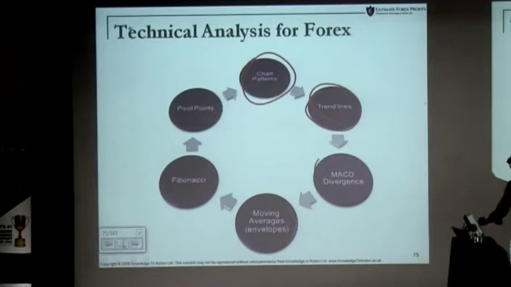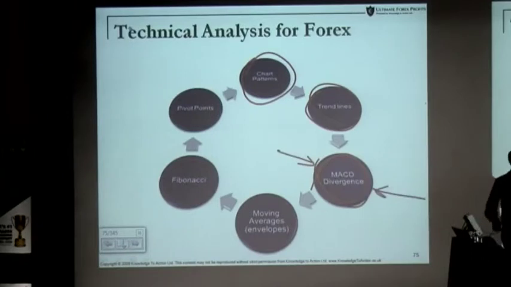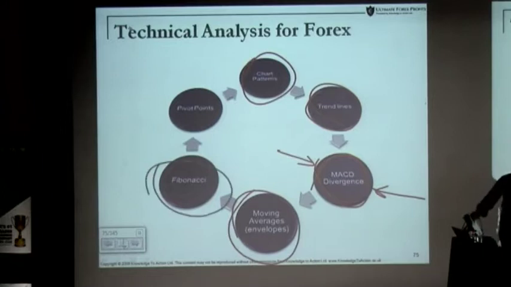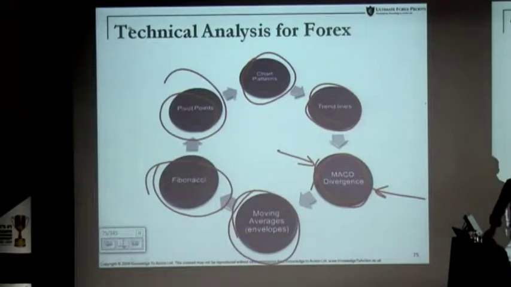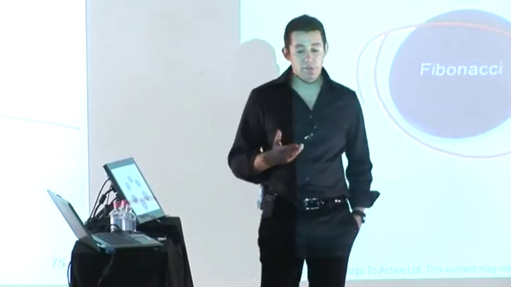MACD divergence tells us when things are going to continue or when things are going to change. It's a very important signal to be aware of, and is the saving grace of many a Forex trader who has not yet learnt it. We're going to use the moving average envelopes, which you don't know what they are yet, but don't worry, you will. We're going to show you how to integrate Fibonacci, and then we're going to show you how to use pivot points. And altogether, they are the main tools that we are going to use in trading the Forex markets.